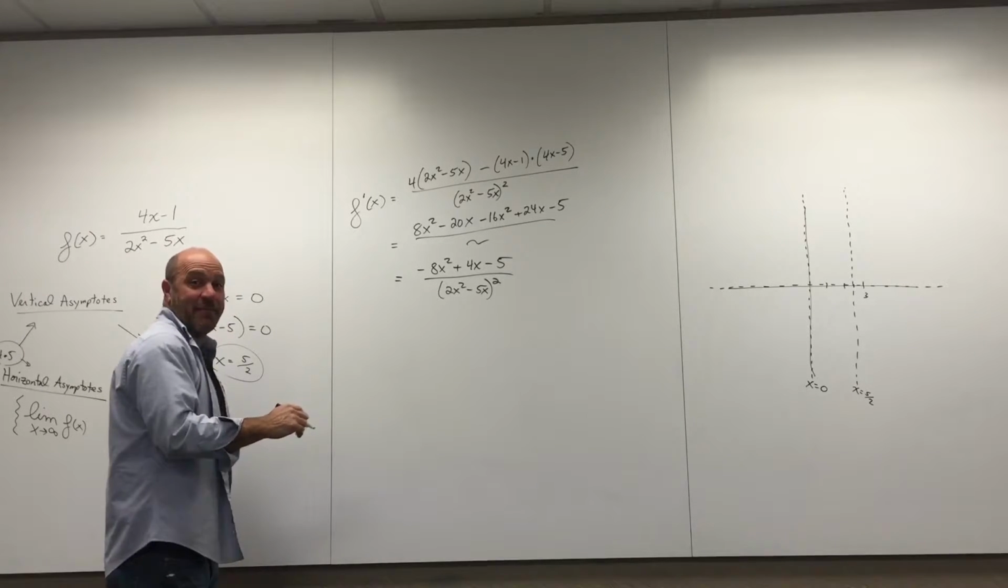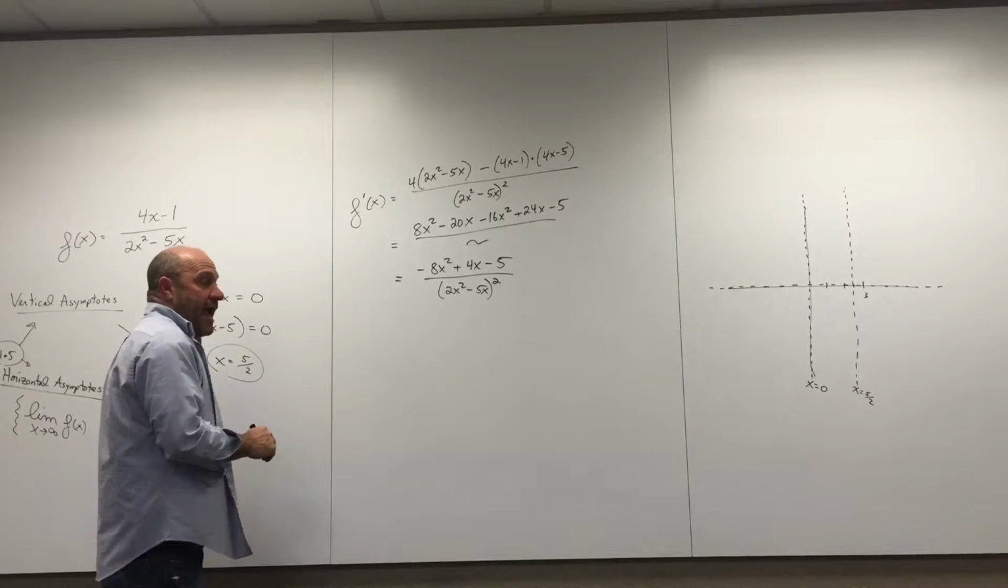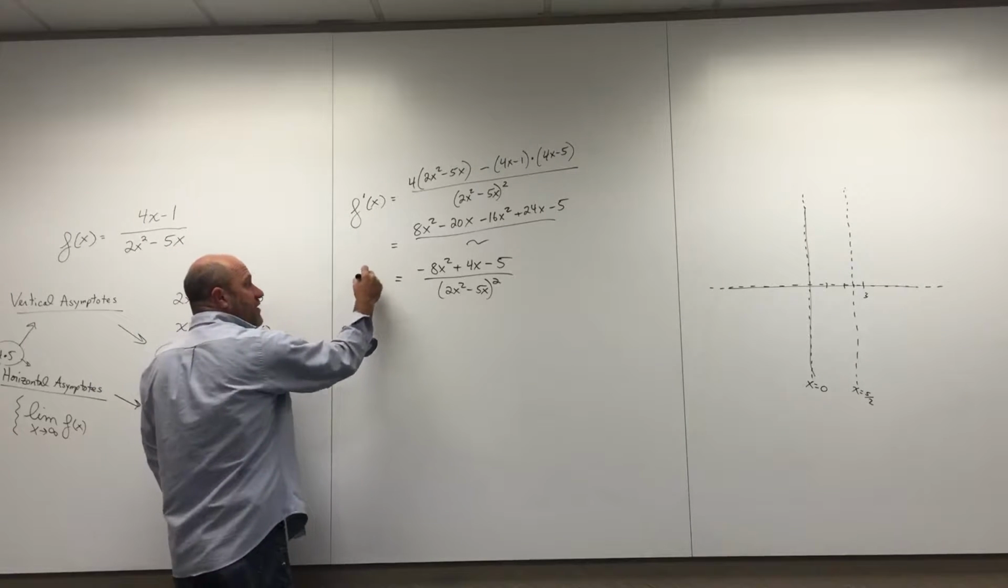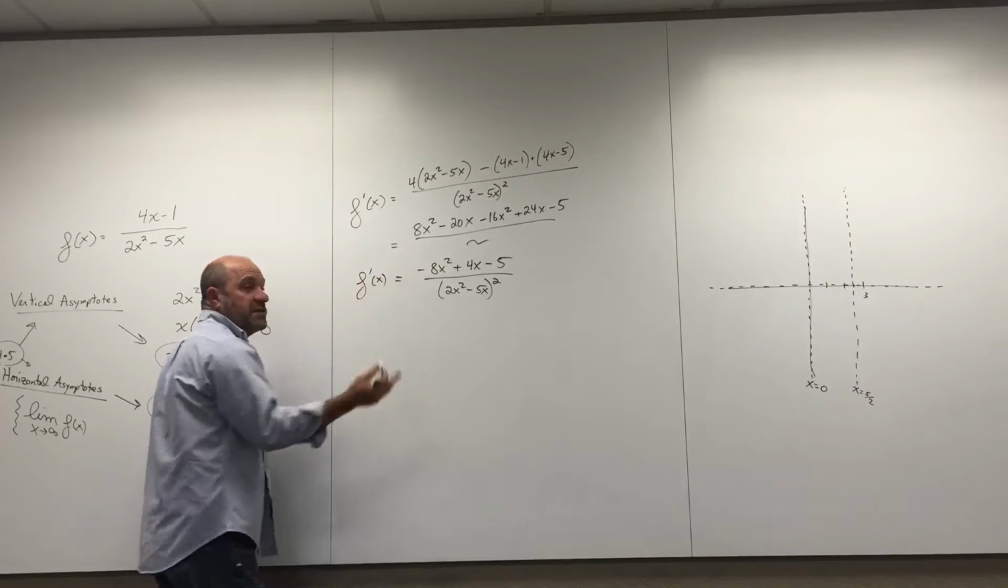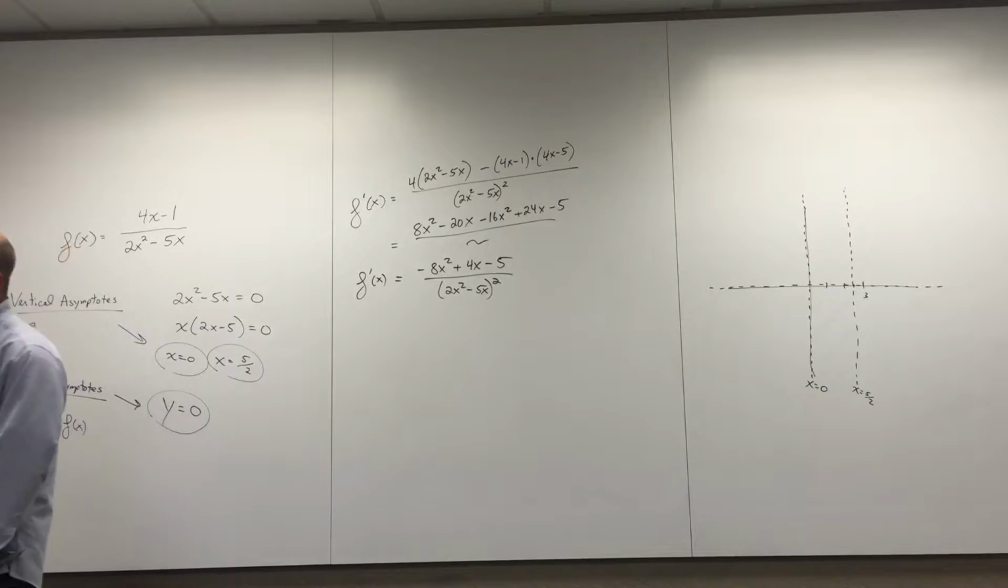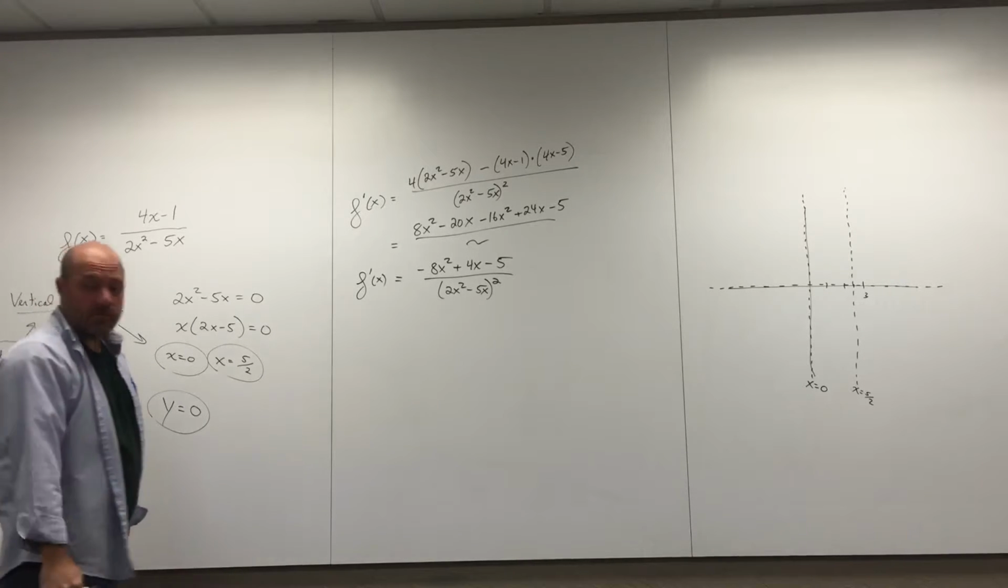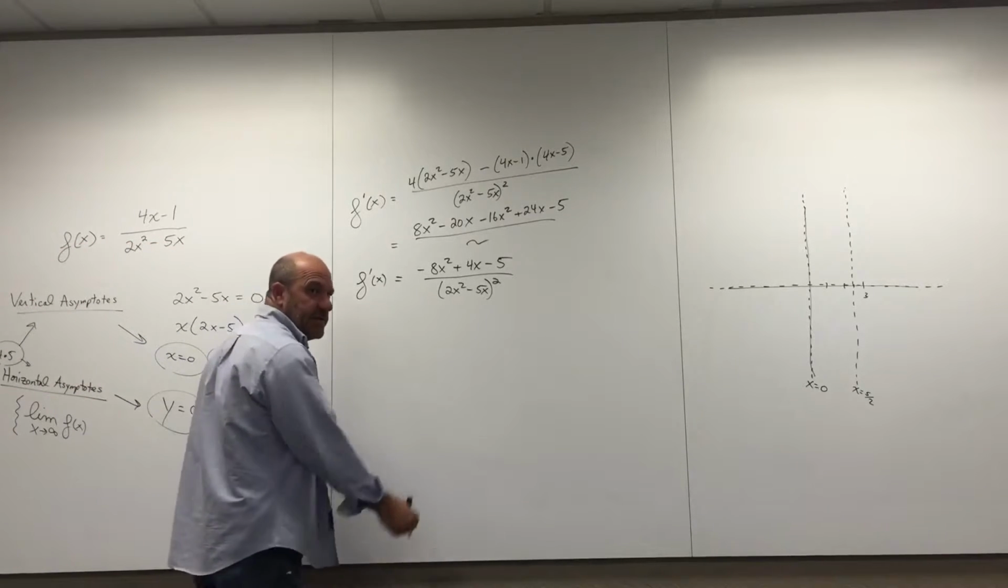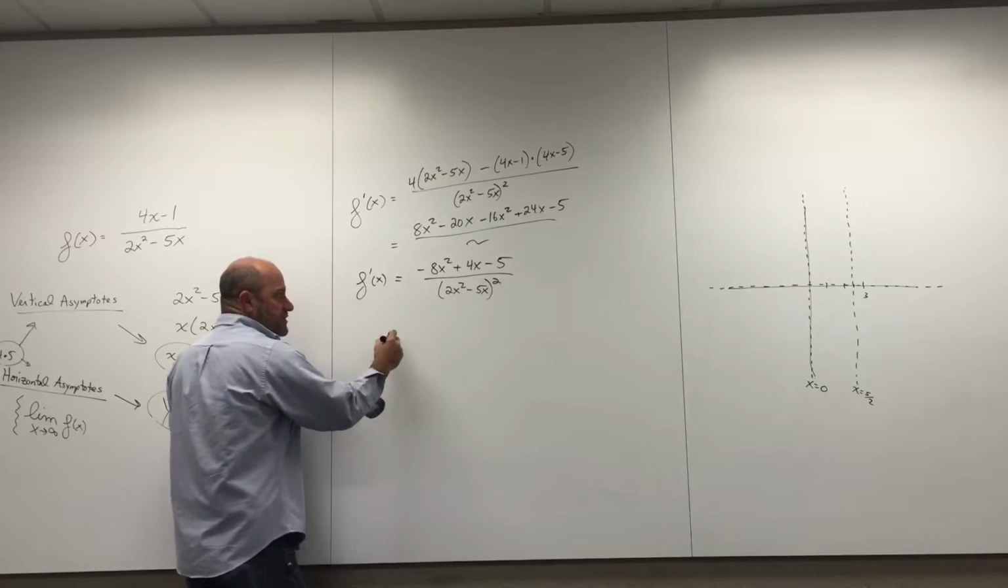You guys okay? I got my derivative. This is my derivative. It's all cleaned up, and of course, I'm looking for critical numbers. So I ask myself, when is it 0? Well, when is it 0? When that numerator equals 0.